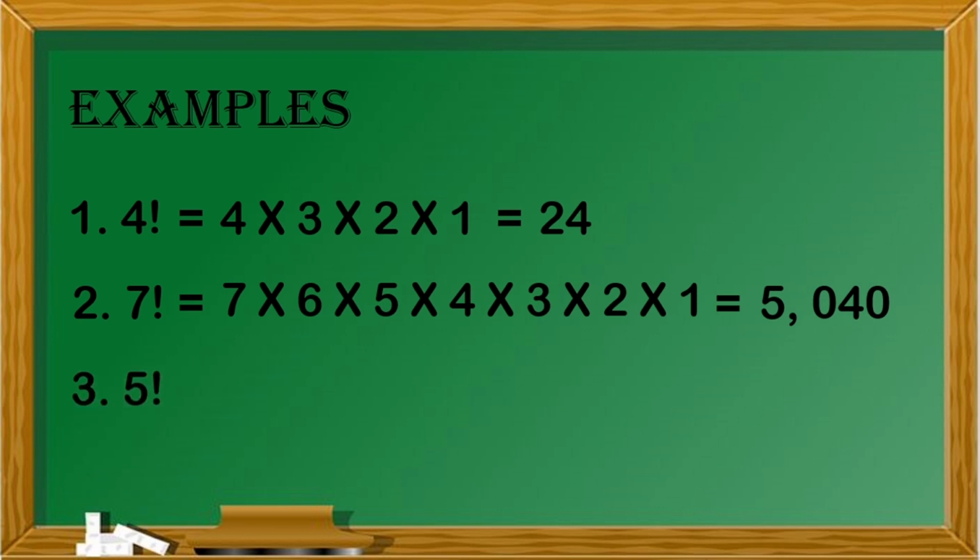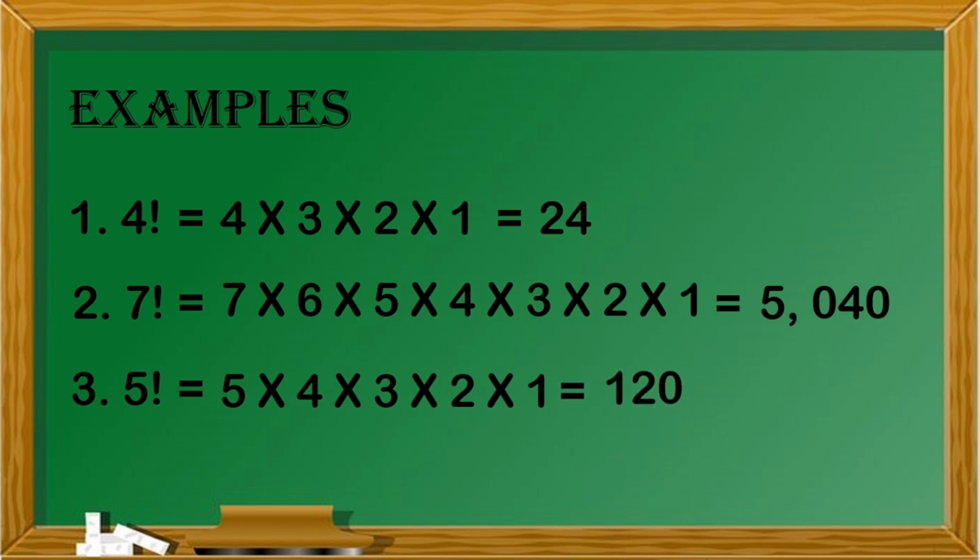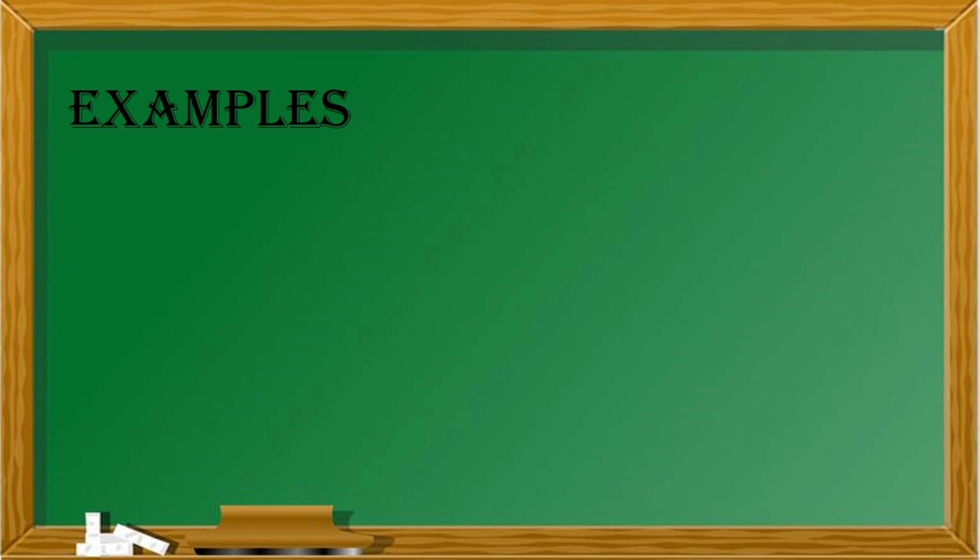Example number 3, 5 factorial. Start at the given number, which is 5. 5 times 4 times 3 times 2 times 1 is equal to 120. Another example is 7 factorial over 5 factorial.